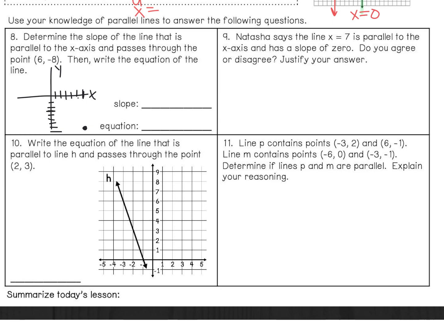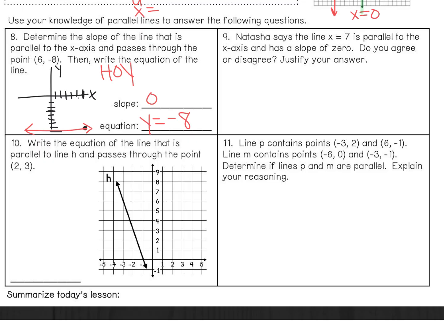If we need parallel to the x, is that an HOY or a VUX? That is an HOY. So what is the slope on an HOY? 0. Slope is 0. So what's my equation? Y equals -8. So again, if you're struggling with x-axis, think about the fact that it is horizontal. So you know it's going to be an HOY.